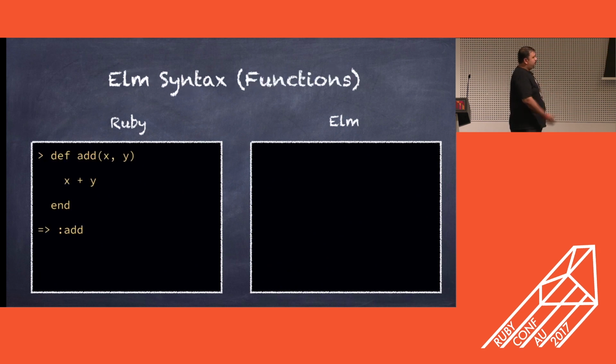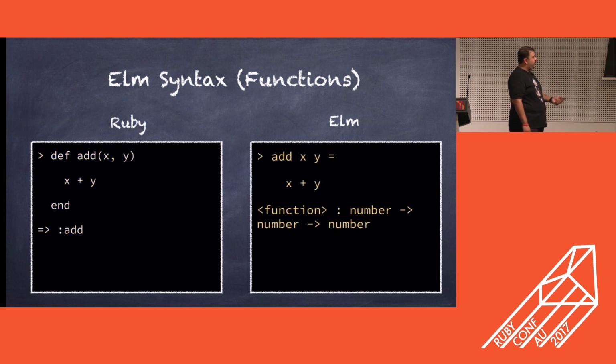Functions, it's pretty similar. In Ruby, we just use the def syntax: def, name of the function, then the parameter list, and then the body of the function. In Elm, it's much easier. You start with the name of the function, then you pass in the parameter list, and then the body of the function. The function also returns a type back. In this case, it's saying number to a number to a number. It's a bit confusing, but we will look into that in the next couple of slides.